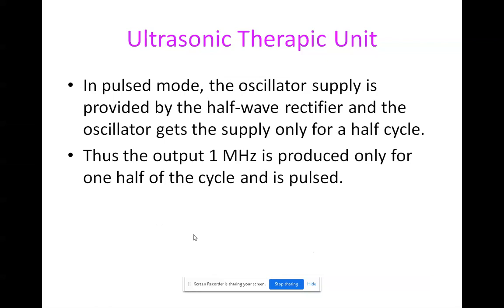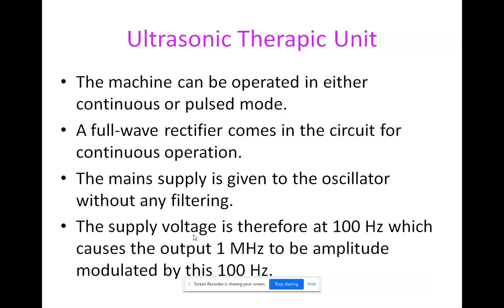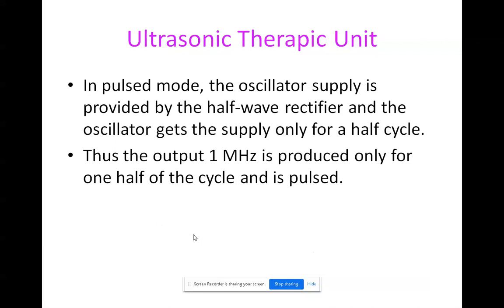So in pulsed mode, the oscillator supply is provided by a half wave rectifier. So in continuous mode a full wave rectifier will be used. In pulsed mode you are going to use a half wave rectifier. So that the oscillator will be worked or enabled only during the half cycle period, that is, in the half wave rectifier, in the half cycle alone output கிடைக்கும். So in that period alone you will be enabling the oscillator output, okay, so that you will be getting 1 megahertz output only at the first half of the cycle. That's why you are getting the pulsed waveform, okay.